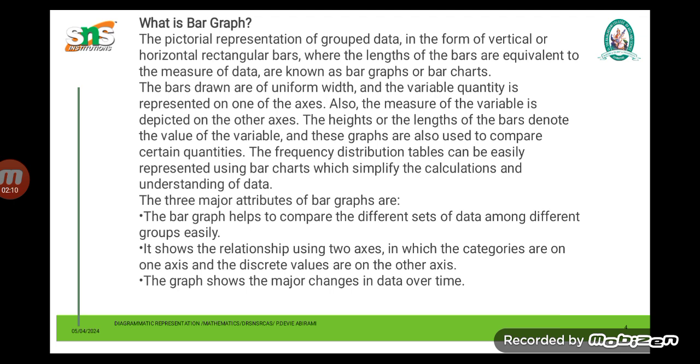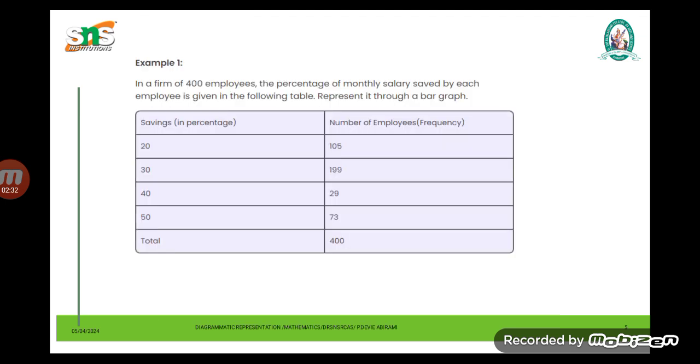Bar graphs help to compare different sets of data among different groups easily. It shows the relationship using two axes, in which the categories are on one axis and the discrete values are on another axis. The graph shows a major change in data over time.